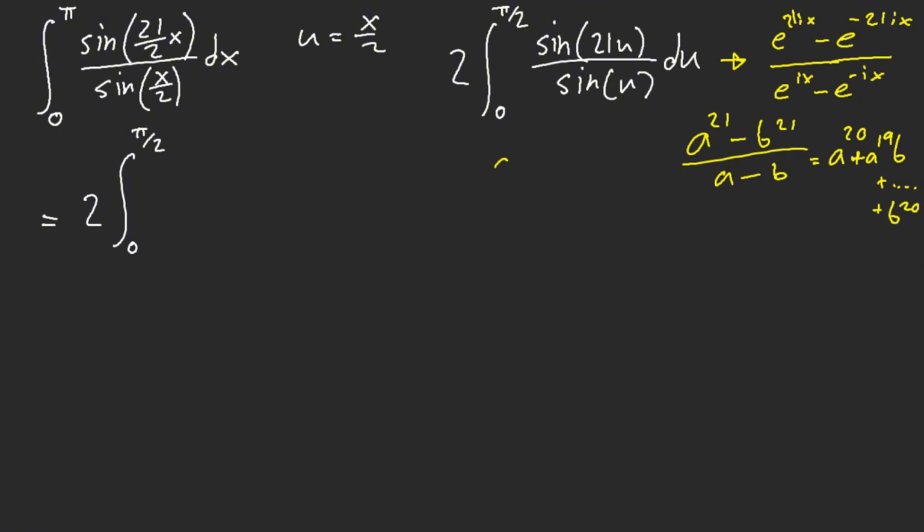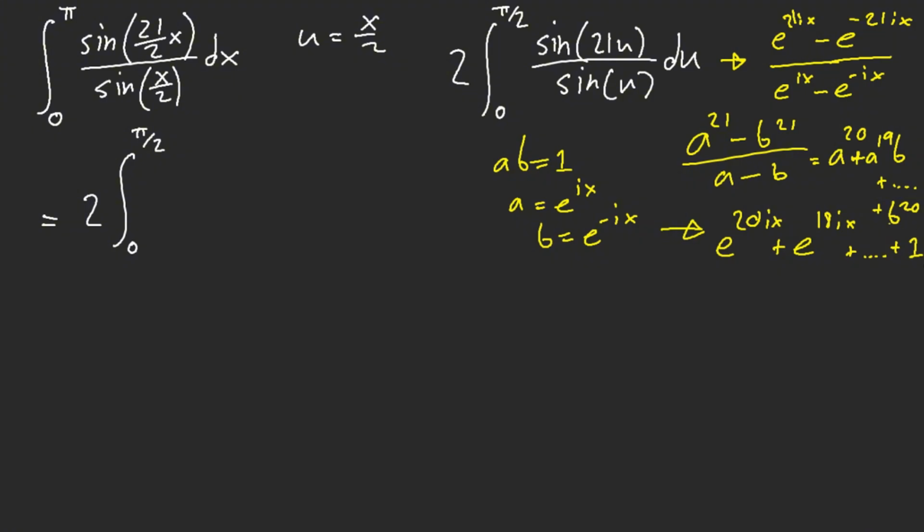But we know that ab is going to equal 1 because we let a equal to this and we let b equal to the negative side of this. And so this is going to give us like e to the 20ix plus e to the 18ix and then so forth. Are we going to have a plus 1? Yes, we will, because we're going by even numbers.